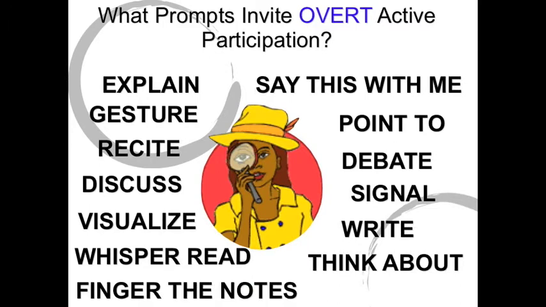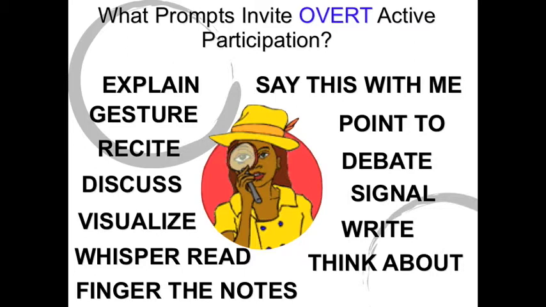Did you say that think about is not overt? You are correct. Although a student may look as though he or she is thinking, there is no way to measure what is going on inside the brain, or even whether it's working at all. Did you also say that visualize is not overt? If so, you are also correct. You have no direct evidence of whether or not a student is visualizing, or of what the student is visualizing, for that matter.